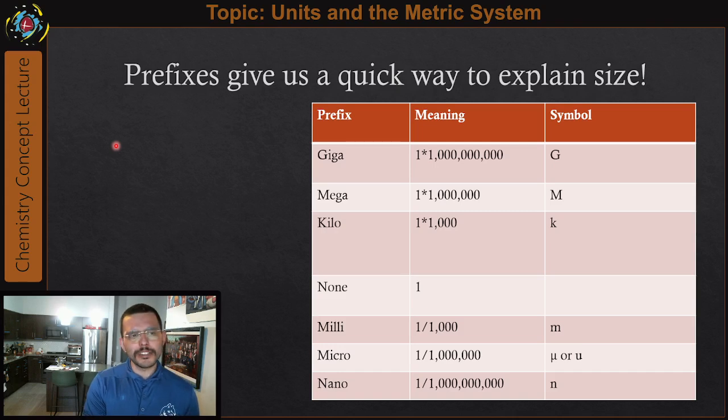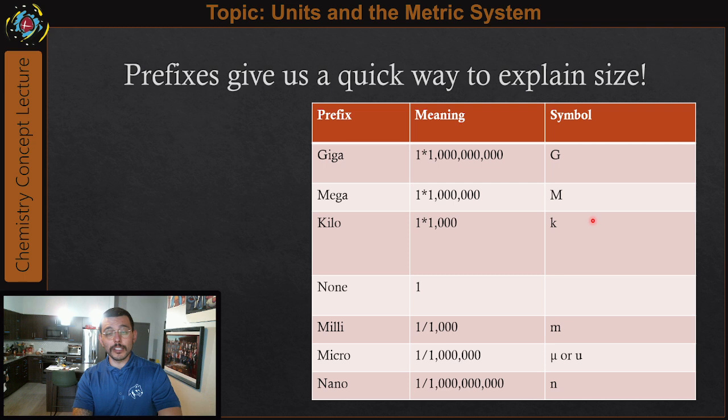So prefixes give us a quick way to explain size without losing our minds. So you can always just throw the symbol before your word. So for example, if you wanted to say milli, you would put little m, mega, big M.